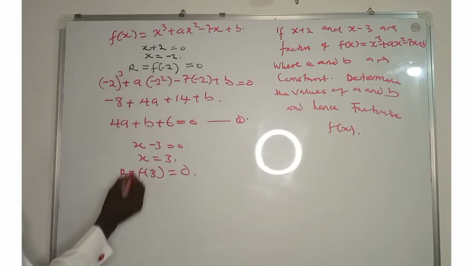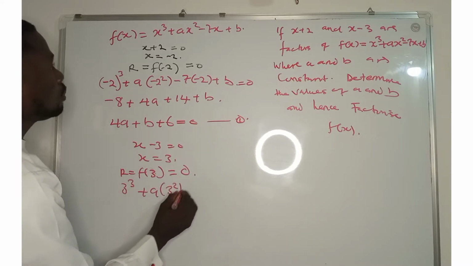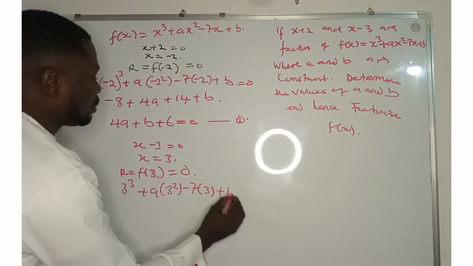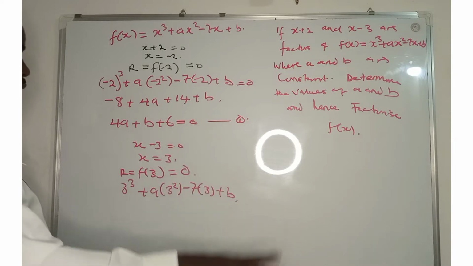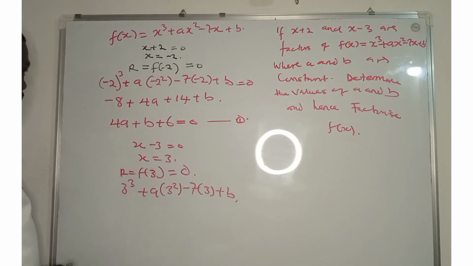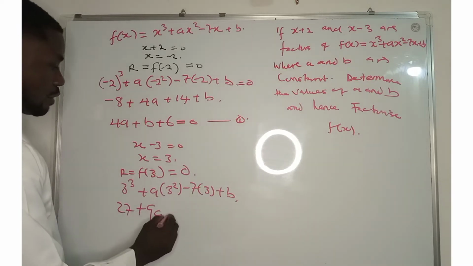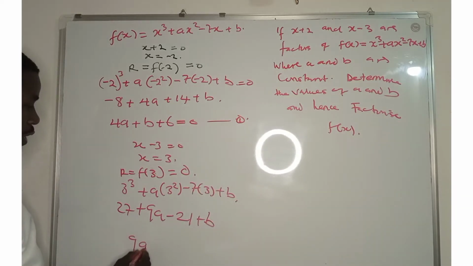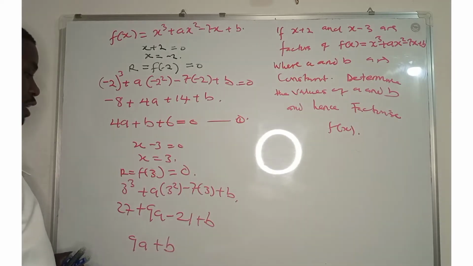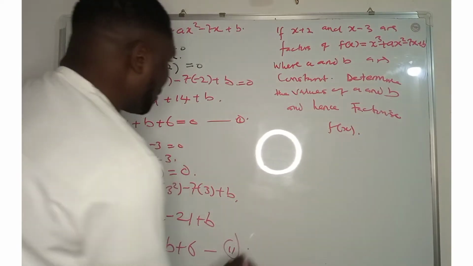We now substitute. This will be 3 raised to power 3 plus a into 3 raised to power 2 minus 7 times 3 plus b. Remember, we are substituting 3 for x. Wherever x is, we replace it with 3. And so 3 to the power of 3 will give us 27, and then this will be plus 9a, minus 21 plus b. Again, rearranging, this will give us 9a plus b. We now say 27 minus 21, of course, that will give us 6. That will be plus 6, and we call this equation 2.